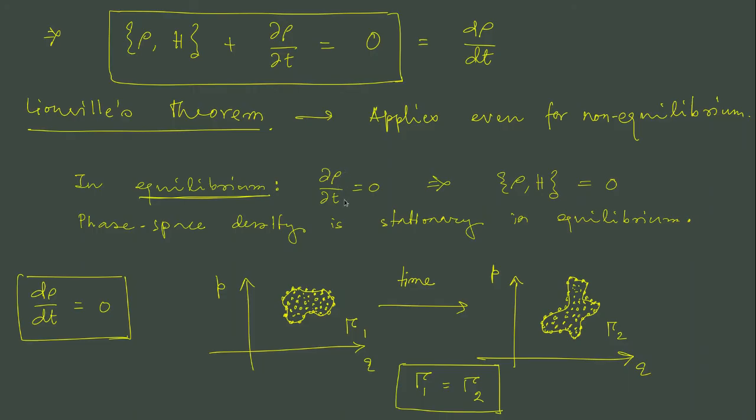So for such cases, the explicit dependence of the density on time should vanish, which means the Poisson bracket between rho and H must be 0. So that means rho could be a polynomial of H, and that is a valid thing to have. I mean, that must be satisfied in equilibrium. Now, can we have an example?